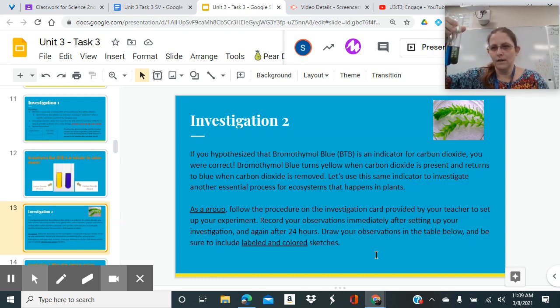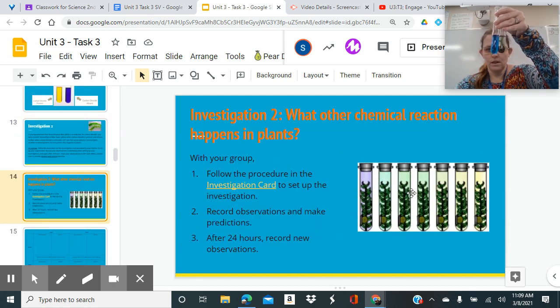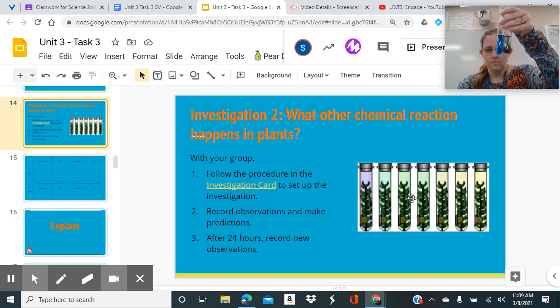Now this has been sitting for several days, and it's still that color. Okay, it hasn't gone back to blue, which means those plants are still alive, and they're still giving off carbon dioxide. So if you wanted to see this experiment in live action, you could go and click here. There is a video in the explain section.